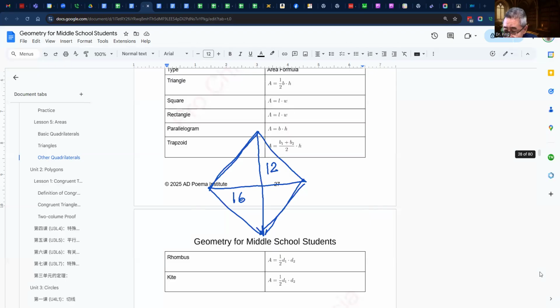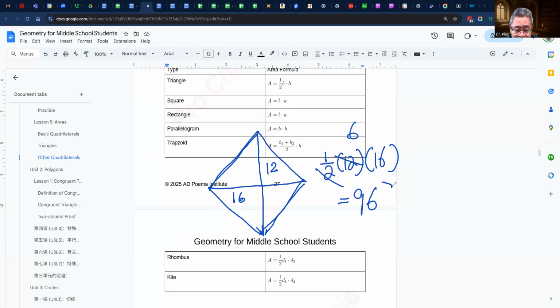Well, you made a mistake there. So it's half 12 times 16. Now half of 12 is 6. 6 times 16 gives us 96. Good?